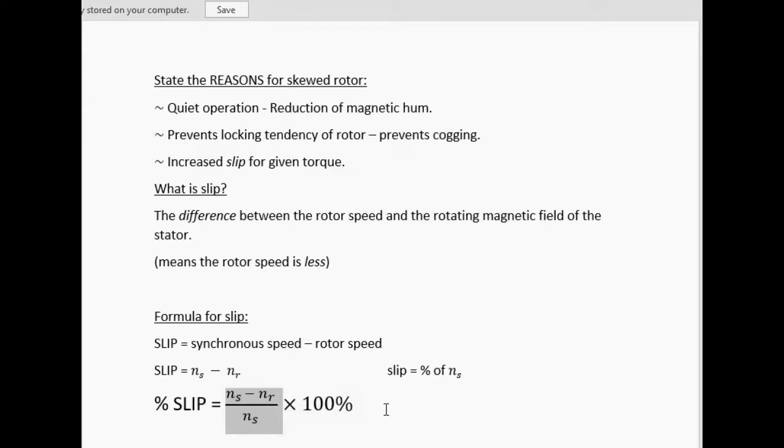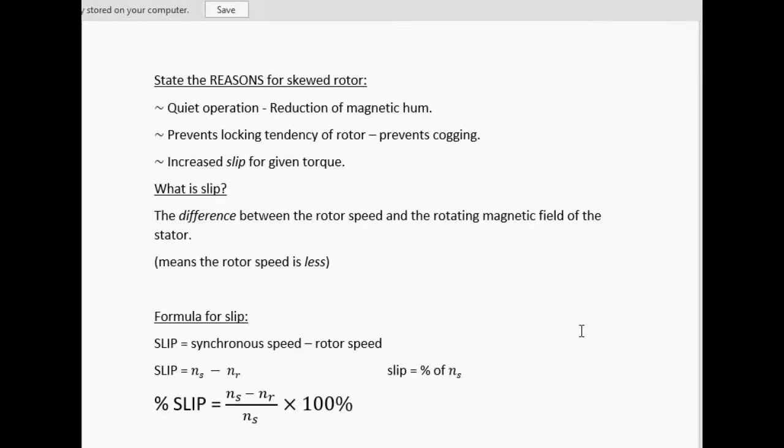There are formula sheets. Please check the formula sheet to see if this is there. And then slip is equal to the percentage of ns. So if you want to calculate the slip and they give you a percentage, you just have to take that percentage of ns, and that's how you'll calculate the slip. Right, so those are our main calculations when it comes to the motors, and also outputs and inputs, efficiency, those calculations as well.